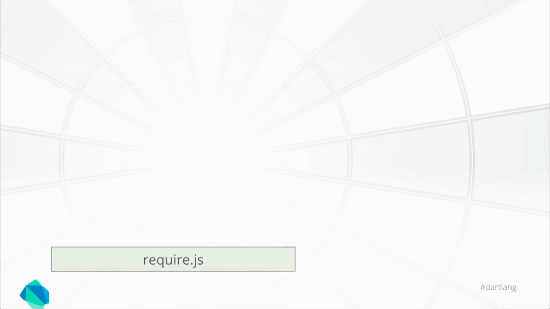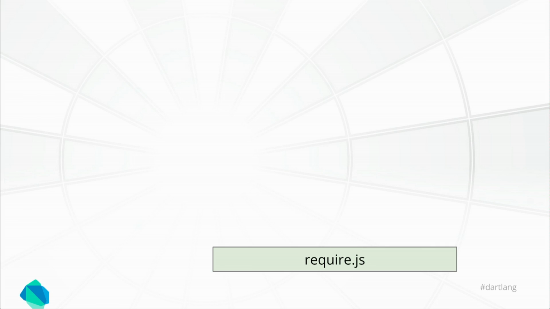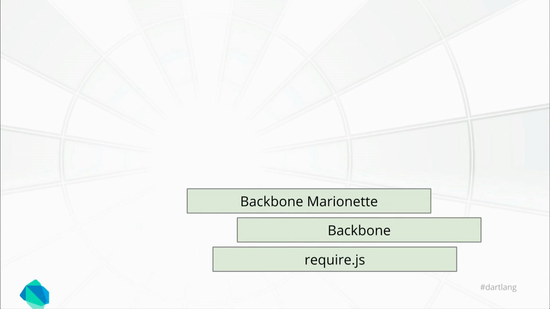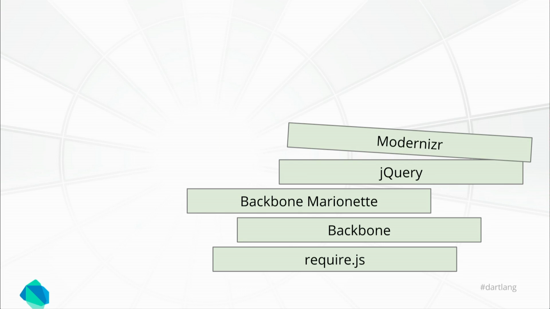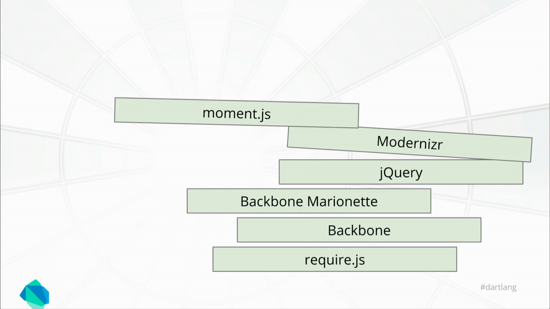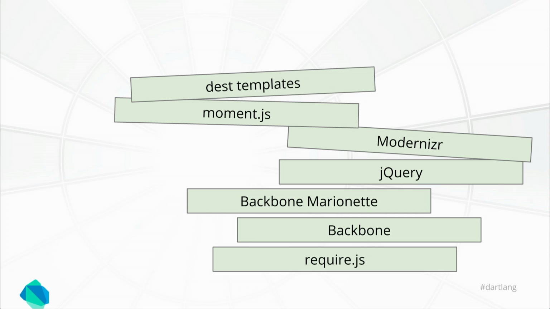First off, you need to go get require.js because you need some sense of modularity. You need to get Backbone because you need some sense of client-side infrastructure. You need to get Backbone Marionette because, of course, you need some extra functionality. You need to get jQuery because every web project uses jQuery, whether you like it or not. Somebody uses it. You need to get Modernizr because you need to do feature detection. You need to get Moment.js because you need to deal with dates, parsing dates, formatting dates. You need to then get Dust templates because you need some solution for client-side templates.